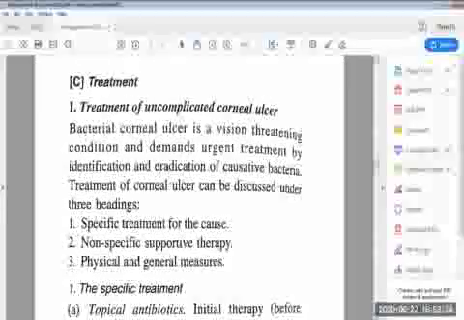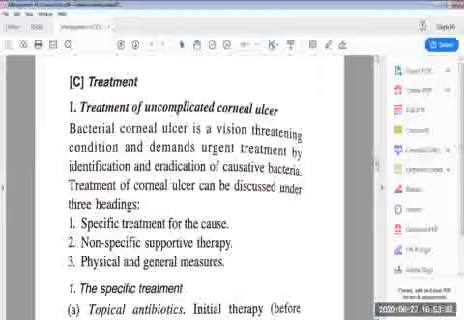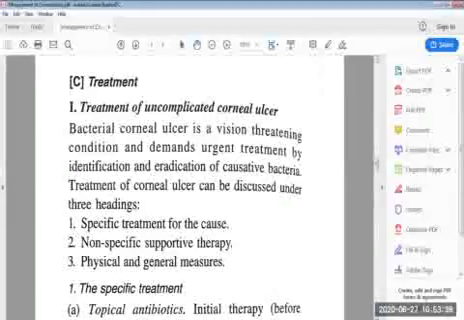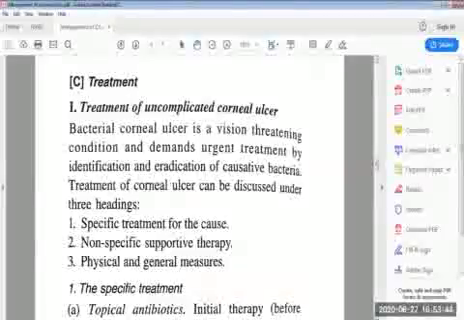First, we should go for the treatment of the uncomplicated corneal ulcer. The bacterial corneal ulcer is a vision-threatening condition and demands urgent treatment by identification and eradication of causative bacteria. The treatment of corneal ulcer can be discussed under three headings. First is the specific treatment for the cause. Second is the non-specific supportive therapy. Third is the physical and general measures.